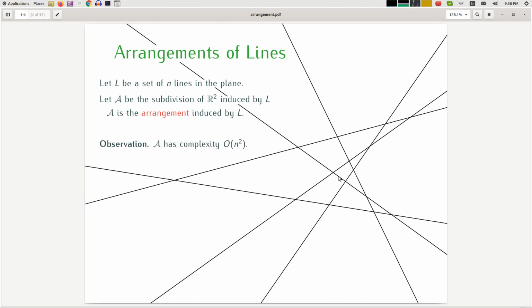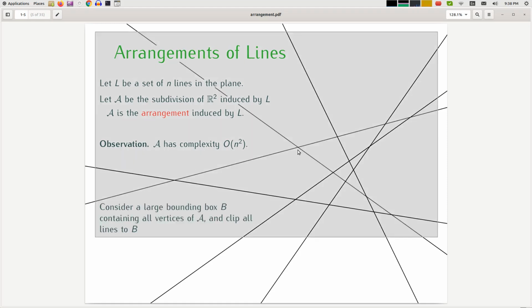One observation we can make is that this arrangement in the worst case could have n squared complexity. This is because, of course, every pair of lines can intersect, and therefore I could have omega n squared intersection points. And since this arrangement is a planar graph, it will also have omega n squared edges and faces on top of it. So in the worst case, this has n squared size.